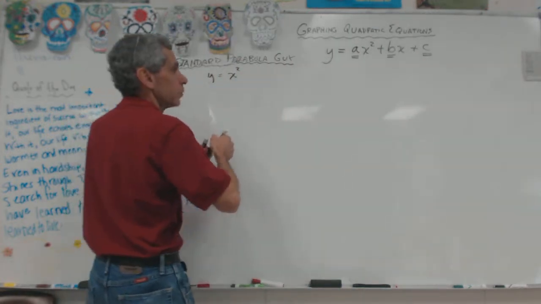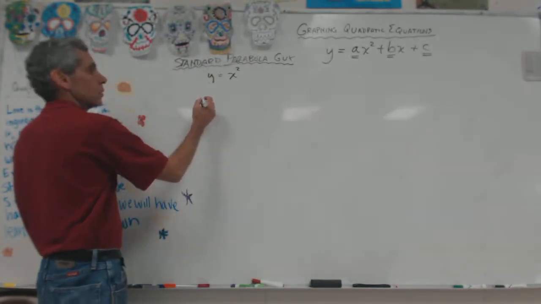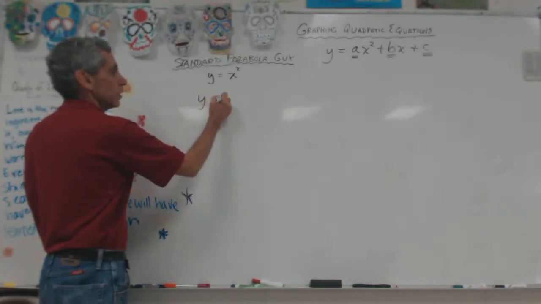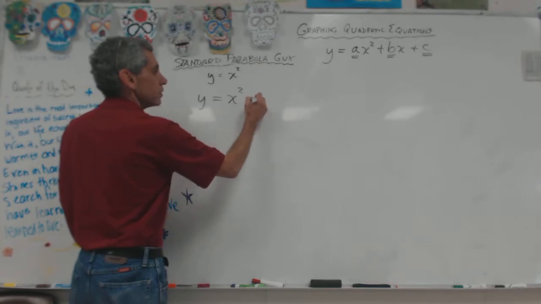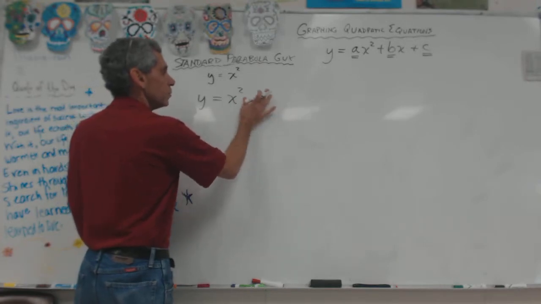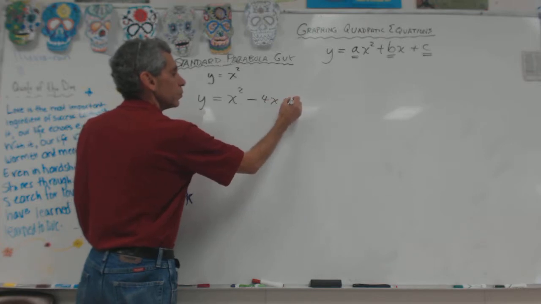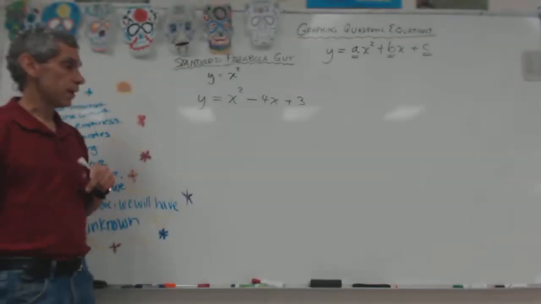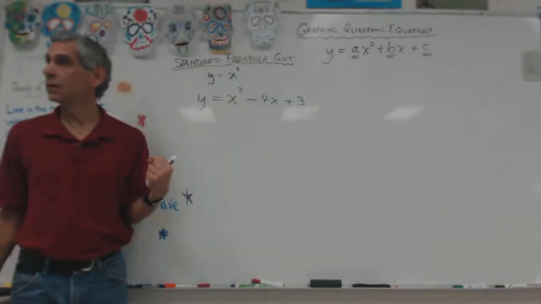Okay, here we go. Let's plot this. Y equals x squared, actually let's do minus, let's say minus 4x plus 3. Okay? Does it have a b?